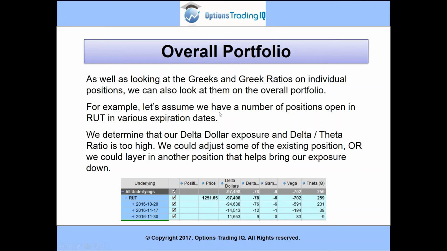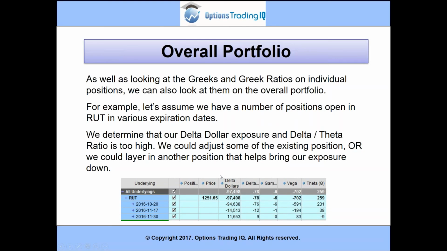I can give you a guide of what I do, but everybody's got different risk tolerance, right? For example, let's assume we have a number of positions open in Russell in various expiration dates. You see the image below. I set up some standard condor trades, different expiries: October, middle of November, end of November. We determine that our delta dollar exposure and our delta theta ratio is too high. We could adjust some of the existing positions, or we can layer in another position that helps bring our exposure down. This is a bit more advanced. Rather than just adjusting one position, we can add to the portfolio to bring some of this down.